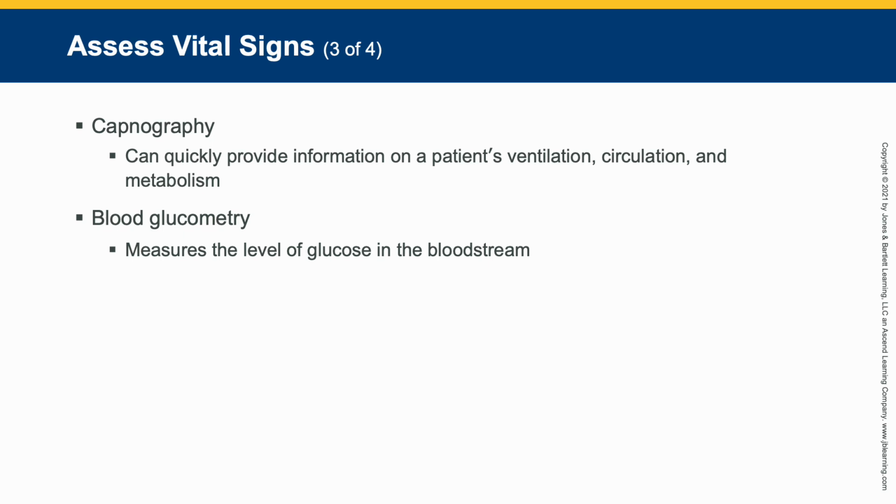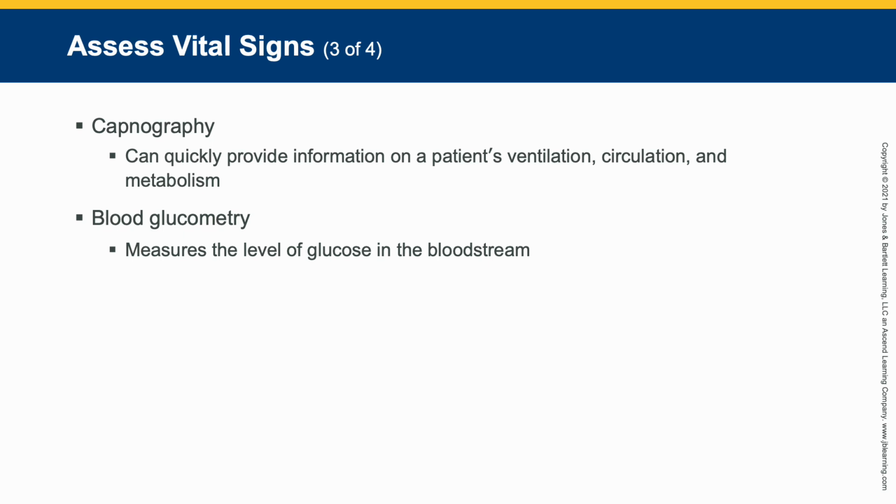Now, one of the most valuable but overlooked tools in your kit is the glucometer, which is used to check blood glucose levels. If your patient presents with altered mental status or a history of diabetes, or has symptoms like dizziness, confusion, or weakness, it's important to check their blood glucose levels.